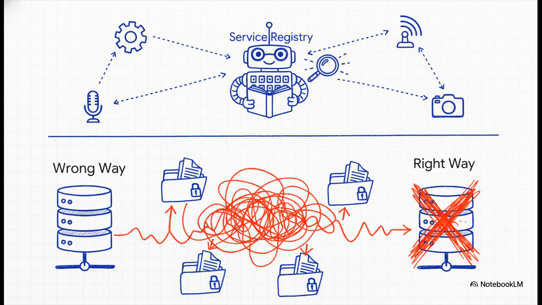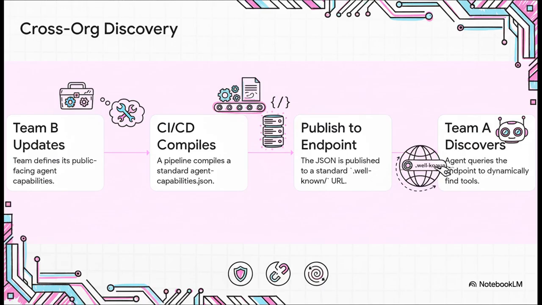Now, the solution is not to start sharing Git tokens around or giving agents direct access to other teams' file systems. That's a security disaster just waiting to happen. No, instead, we need to think bigger. We need to move from local symlinks to a network-routable service registry, treating agent capabilities like discoverable services on the network. And the way we do this is actually surprisingly elegant.